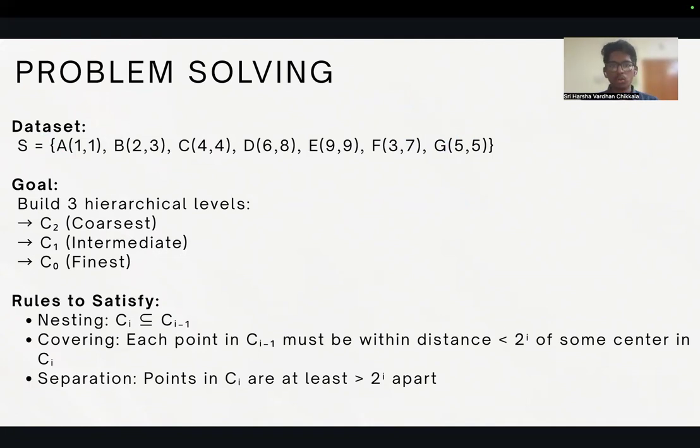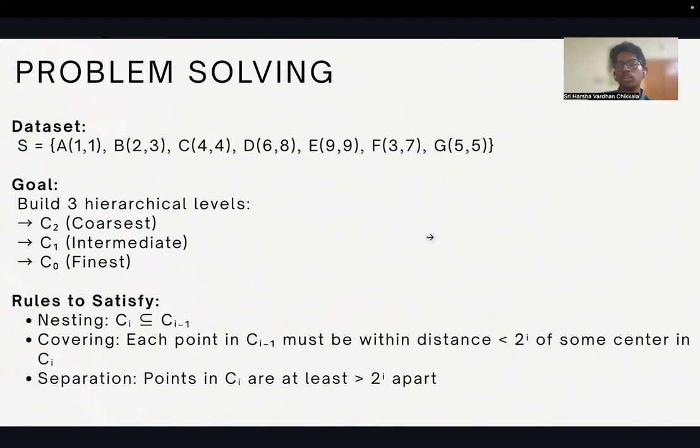Now, what is the goal of our problem? We need to build three levels, namely C2, C1, and C0, where C2 is the purest, that is, it will have a very minimal view of the data, whereas C0 will have the finest view of the data. And as we have discussed before, the rule is that we need to satisfy the nesting property, the covering property, and also the separation property, which we have previously discussed well.